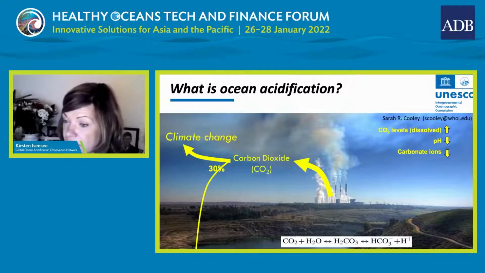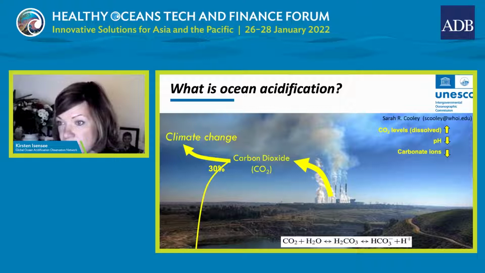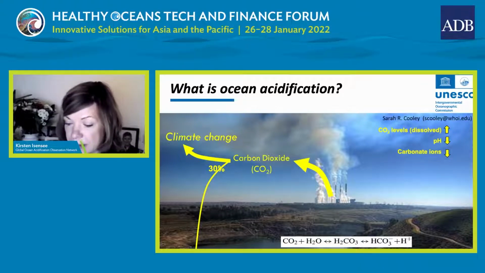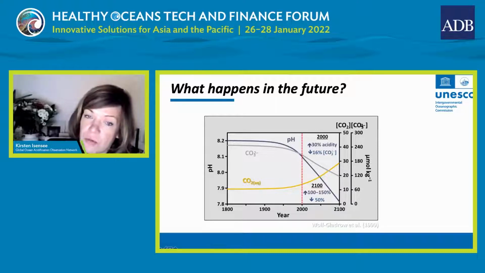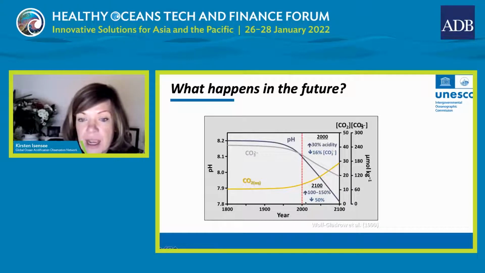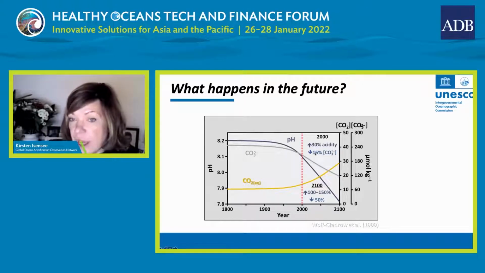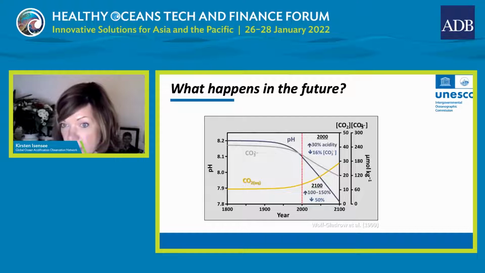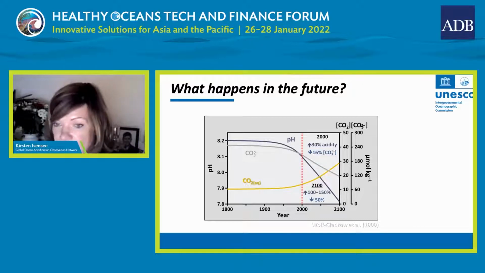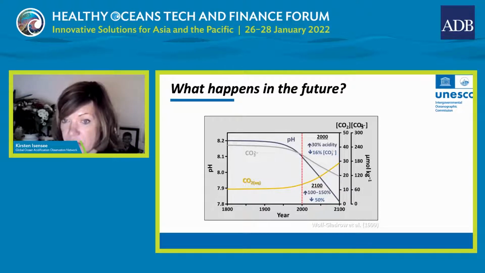So with increased CO2 levels in the atmosphere and in the ocean, we reduce the pH and we reduce the carbonate ions, which if we look at a graph where we are right now, and we are already in 2022, from the pre-industrial times to now, we have an increase of ocean acidity of 30%, a reduction of 16% of carbonate ions, and in 2100, we are looking at a future where we have an increased acidity of 100 to 150%, and a reduction of carbonate ions of roughly 50%.